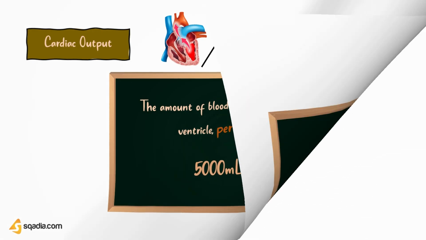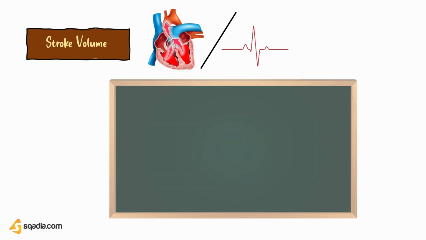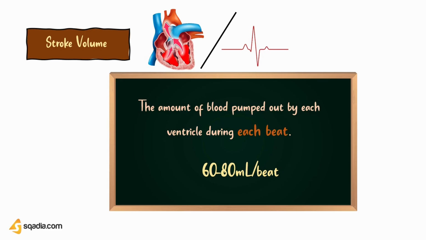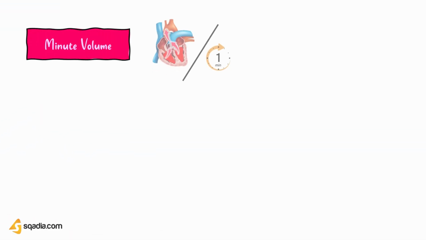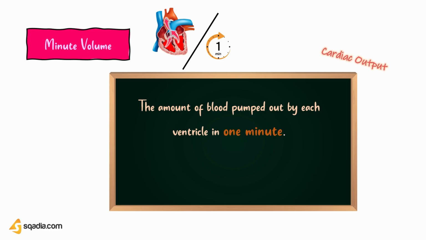There are many other important terms that will later help you understand this lecture, that are stroke volume. Stroke volume is the amount of blood pumped out by each ventricle during each beat, and its normal value ranges between 60 to 80 milliliters per beat. Next comes minute volume. Minute volume is the amount of blood pumped out by each ventricle in 1 minute. So, minute volume is actually another term for cardiac output. And so, its normal value lies around 5 liters per ventricle per minute.